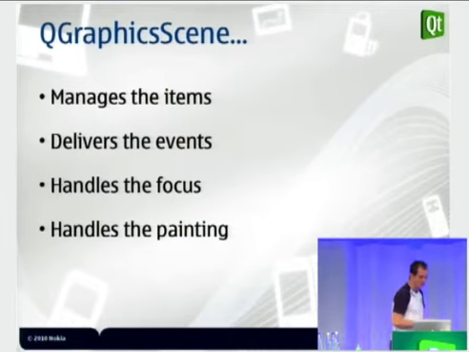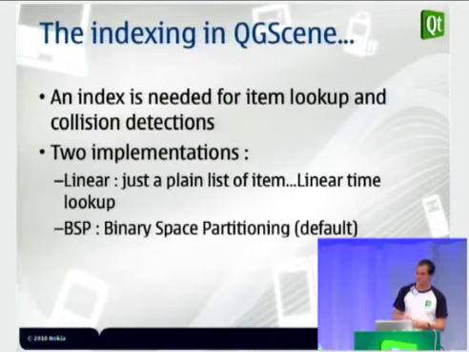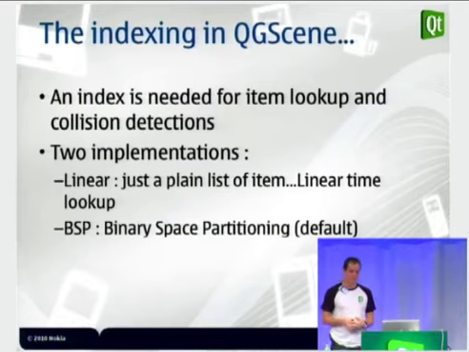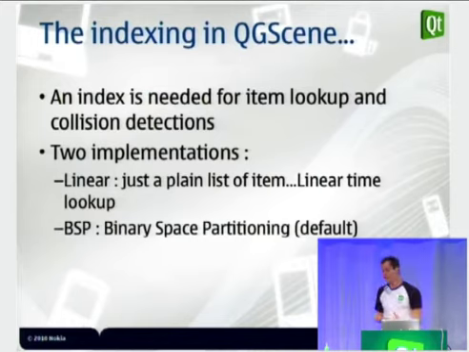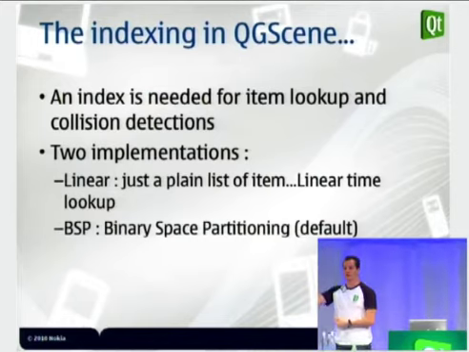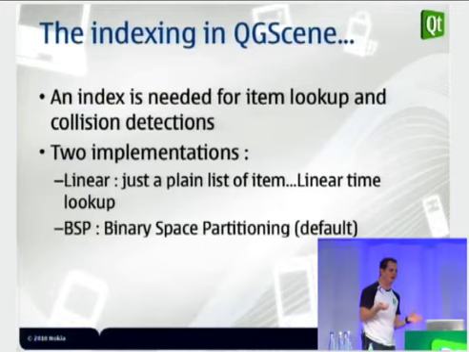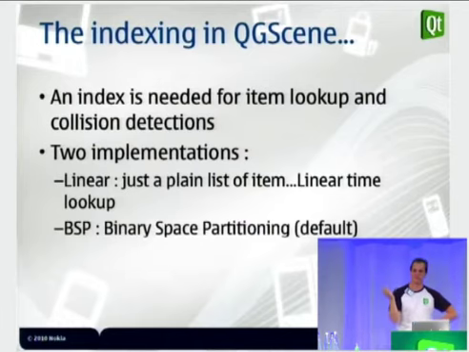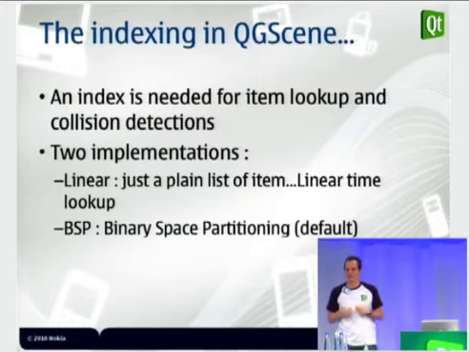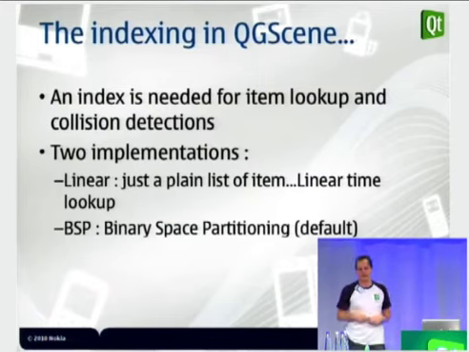So the core feature of the graphics scene needs an index. Why? Basically, the index is needed for item lookup. So let's say you have a redraw on the top right corner, and you need to figure out what is in this area, what are the items there. So you need to find them fast, right? You cannot just go through one list and one by one say, okay, are you there? No. Are you there? No. It will be slow.